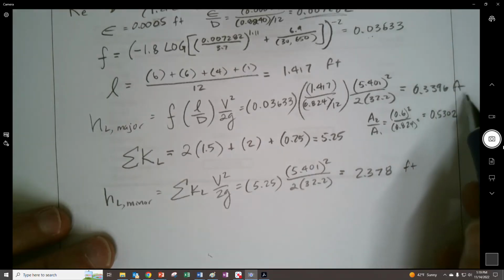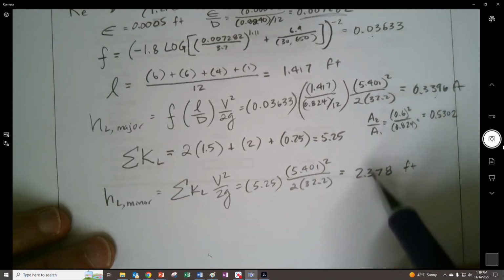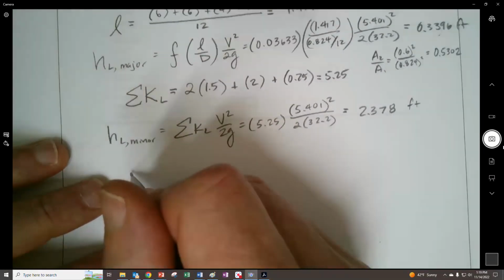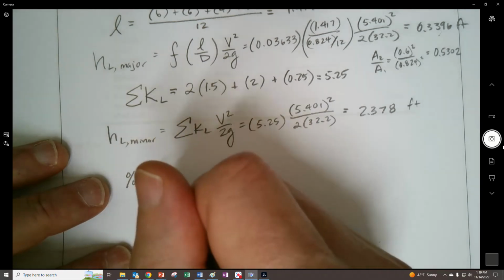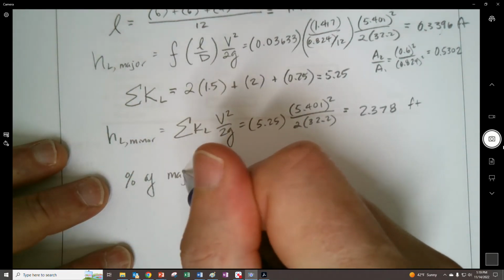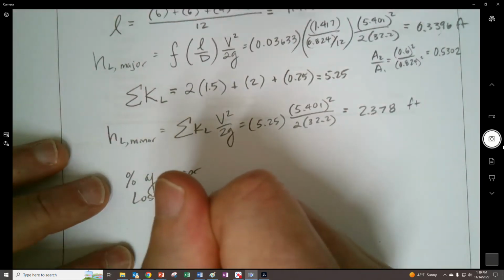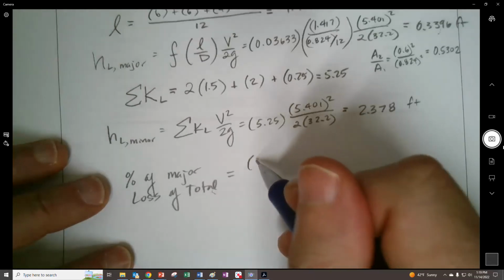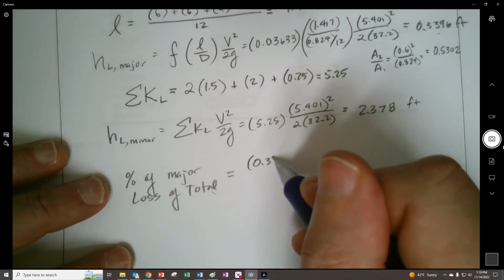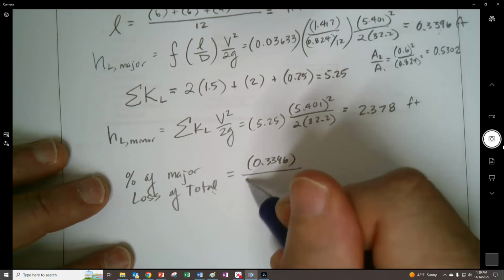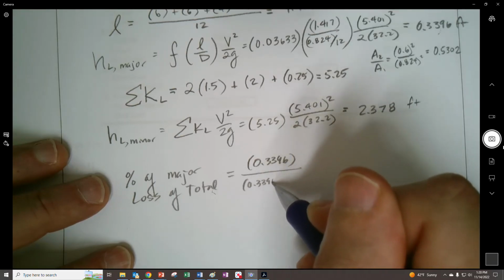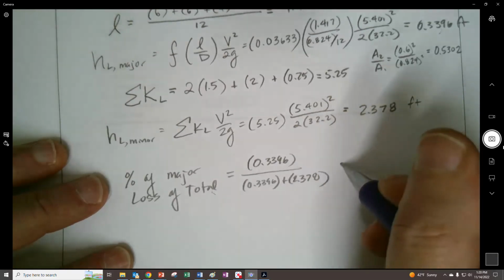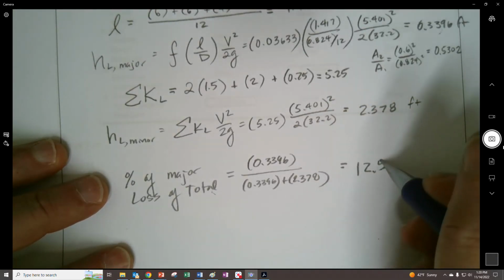So now we're going to say, well, is this negligible? Is really what the question was to your boss. And so I would say, let's find out what the percent of major losses is of the total head loss, right? So we can take 0.3396 and 2.378. And what you end up finding is 12.5%.